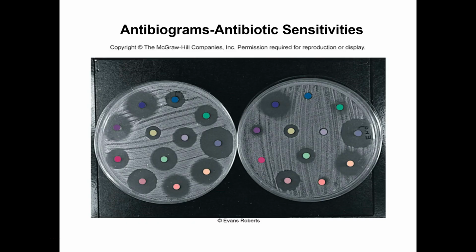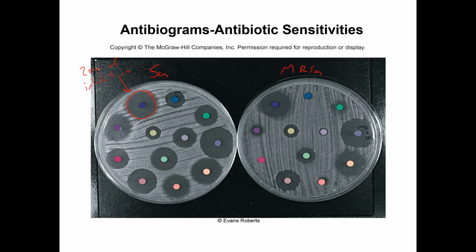So we've got 2 plates. Say we've got normal Staph aureus versus MRSA. Okay, each plate's got a bunch of colorful discs. Those colorful discs have been soaked in different antibiotics. So each color is a different antibiotic. So what you see around the disc, that's what we call a zone of inhibition. The idea here is the bigger the clearing, the more effective that antibiotic is. Okay, small clearings, not effective.